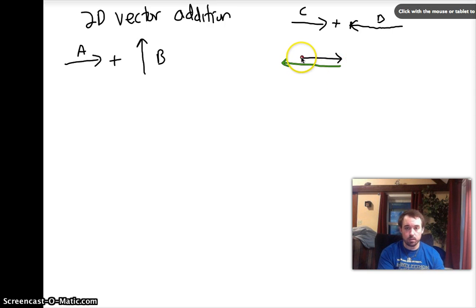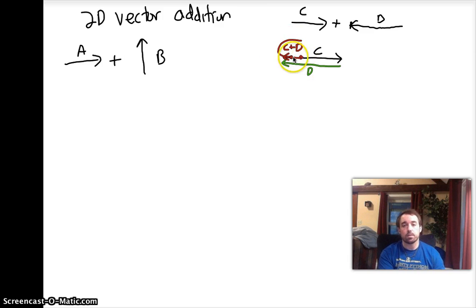And then our result was from the start of our first vector, which was vector C, to the tip of our final vector. So this would be vector C plus D. This is our result, whatever the actual case was. If C were 5 and D were 7, C plus D would be 2 to the left. So that's 1D. I think everybody was doing pretty well with that. But let's look at 2D vector addition. The same process works. We still use the tip to tail method.